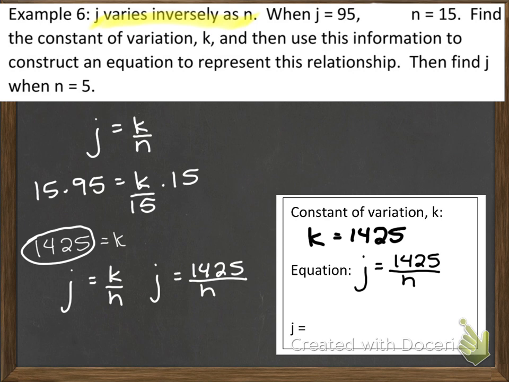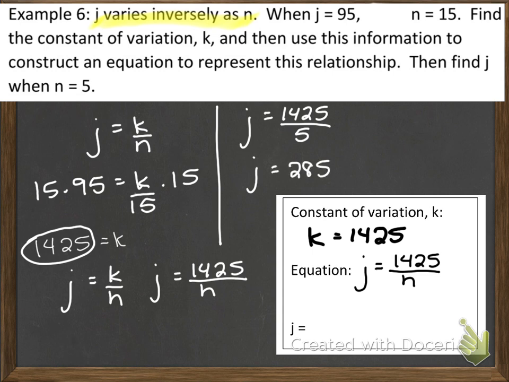Alright, so we've done what they asked about writing the equation. Now I can do the last step, which is to find j when n equals 5. So we have j equals 1425 divided by n, but n is 5. So if you type this in a calculator, you get j is equal to 285. So that will be our answer. Okay, let's do a few more examples.